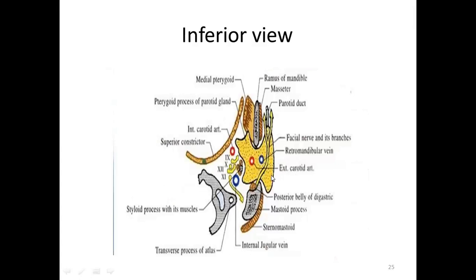So these are the structures: the parotid gland, the deeper part, the superficial part, parotid duct, masseter muscle, the ramus of the mandible. Through the gland, we can reach the facial nerve.